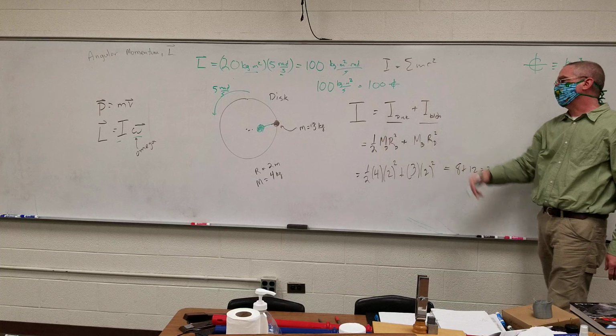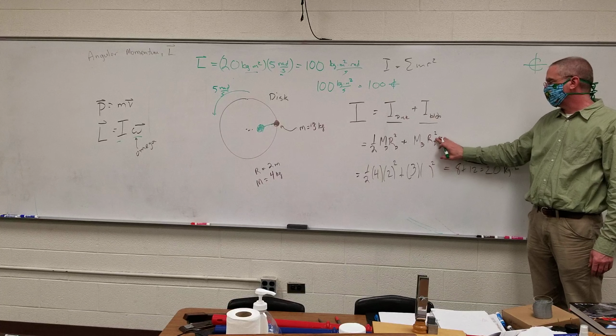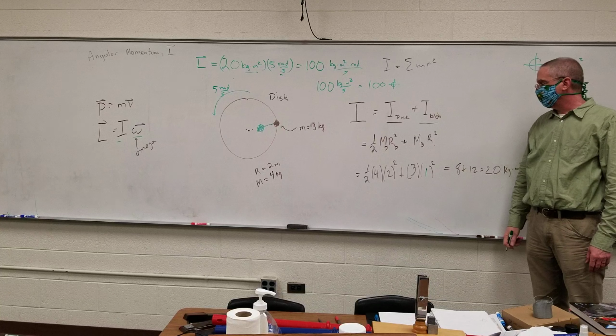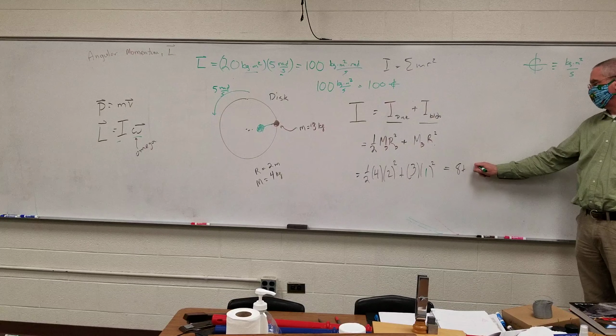So now that the blob is halfway in between, the only thing that's changed is this number right here. It's now 1 meter from the center. It changes that number to 3.